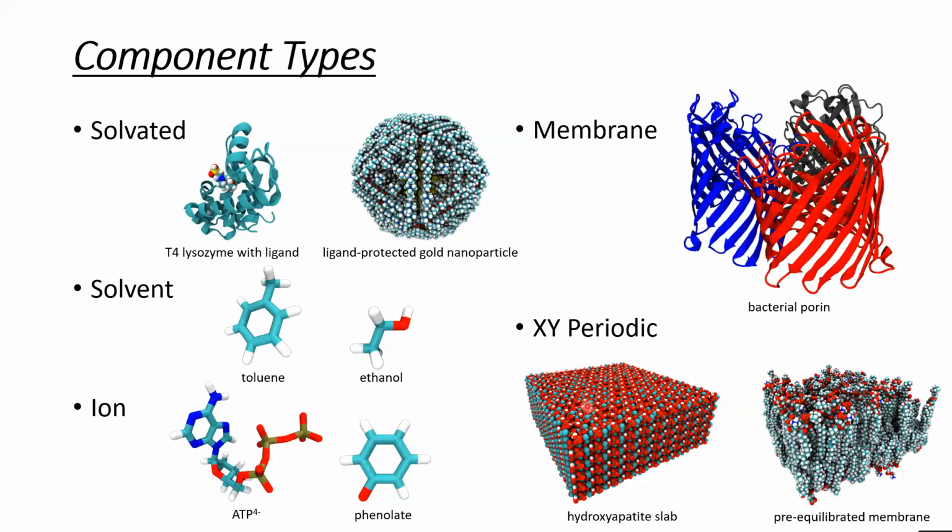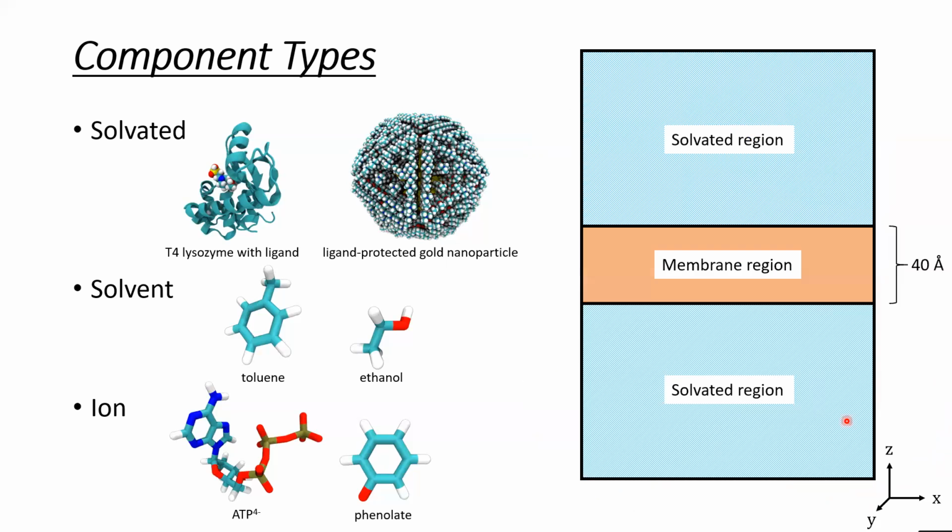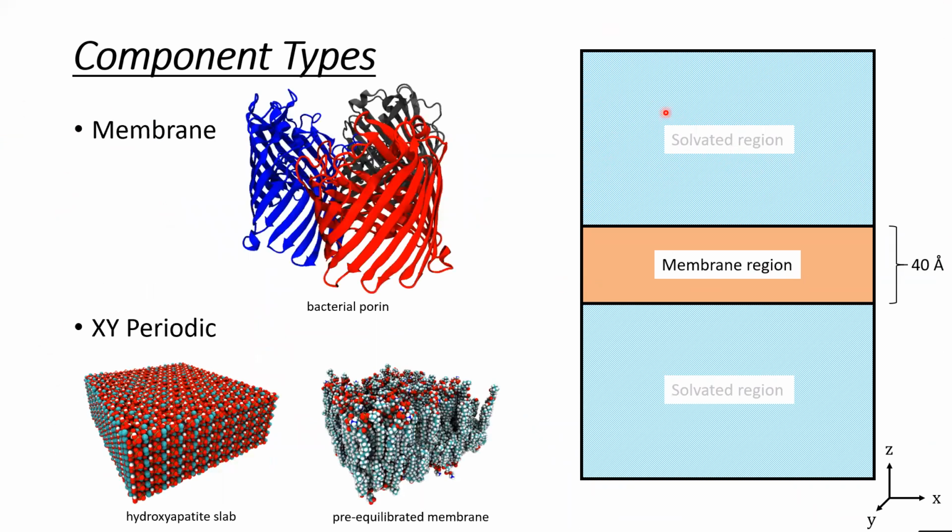Hydroxyapatite is the material that's used to make teeth. And it's just a sheet of this. And here's a membrane that was shown in my initial slide. It does the same thing. Right, and so you have the solvated region where these solvated things go, and then you have the membrane region. These three types of components would be placed somewhere in the solvated region. And then these kinds of components would be placed in the membrane region.